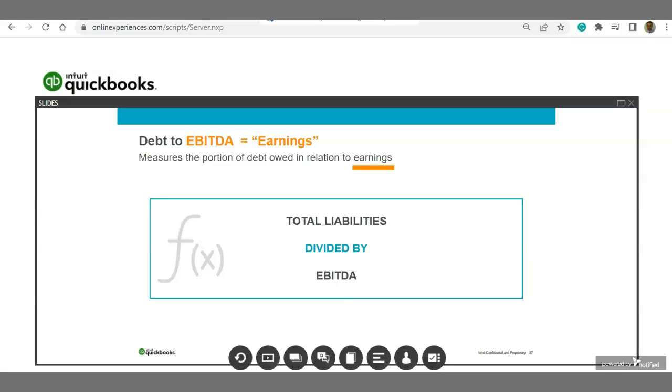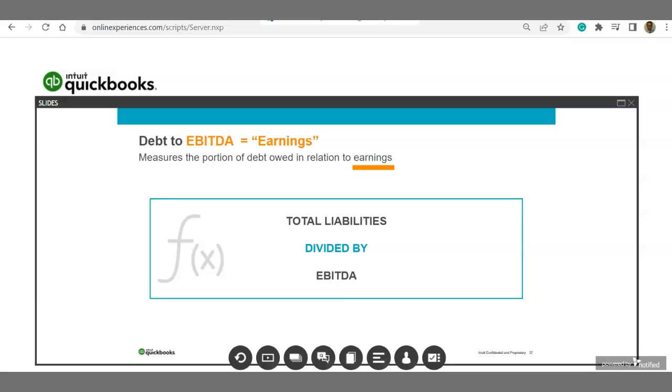So for this one, get this image in your head: go to the balance sheet, total liabilities, all total liabilities, not just current or long-term, divided by, then go to your P&L, and if you've classified your interest, tax, depreciation, amortization as below that line, find the amount. You may have to manually calculate it, but find the amount that shows your net operating profit before interest, tax, depreciation, amortization. So find your EBITDA.